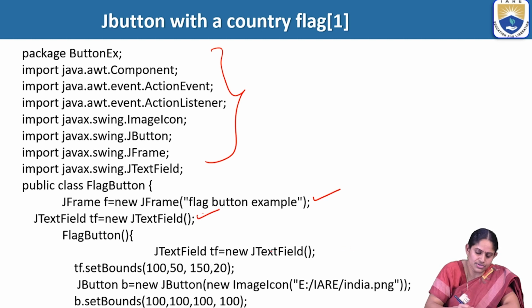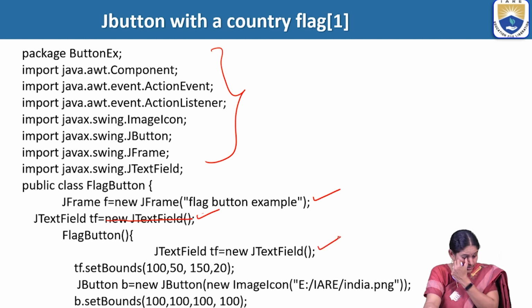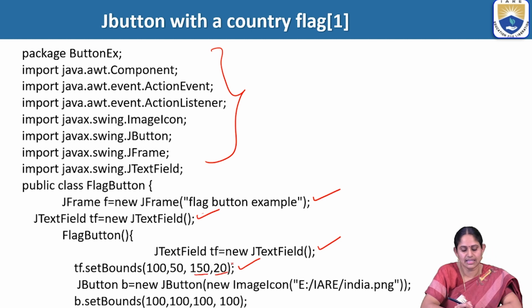Then inside our constructor, here we need not create the object, we just have to initialize it. This statement is not needed. Here again we are creating an empty text field. Now the text field's bounds are set to 100 by 50, which is its starting x and y coordinates, and its width and height are set to 150 by 20.